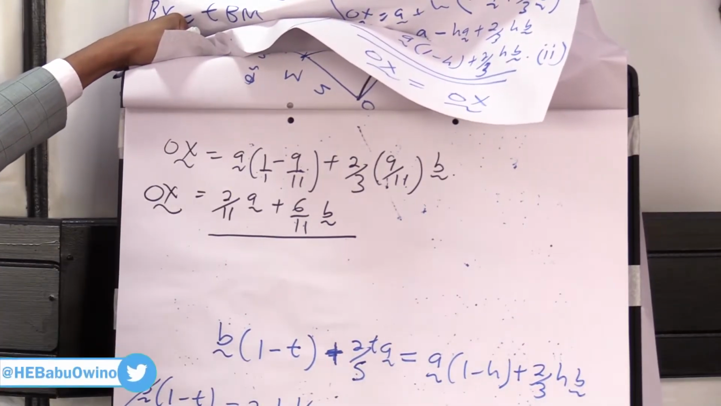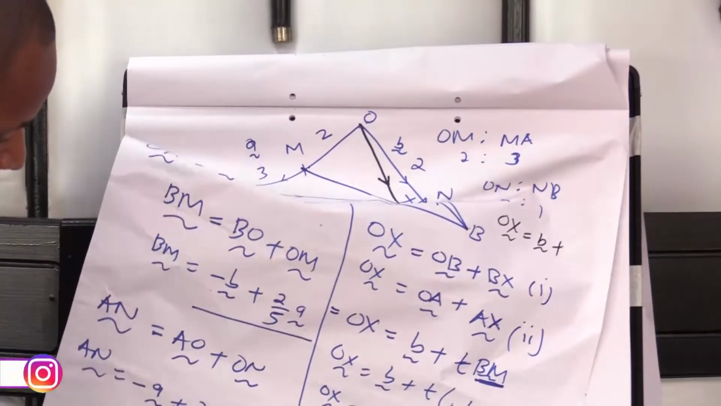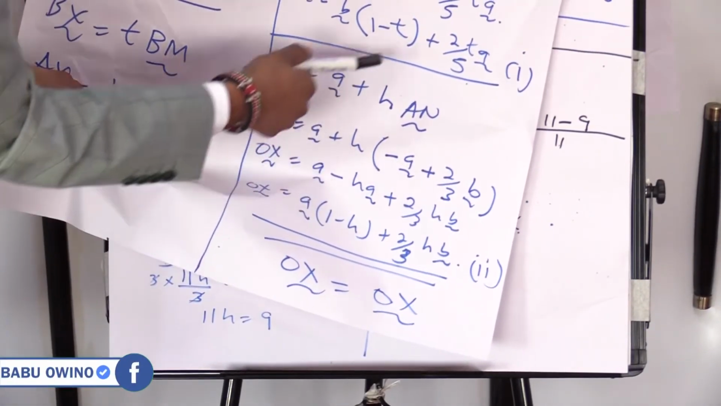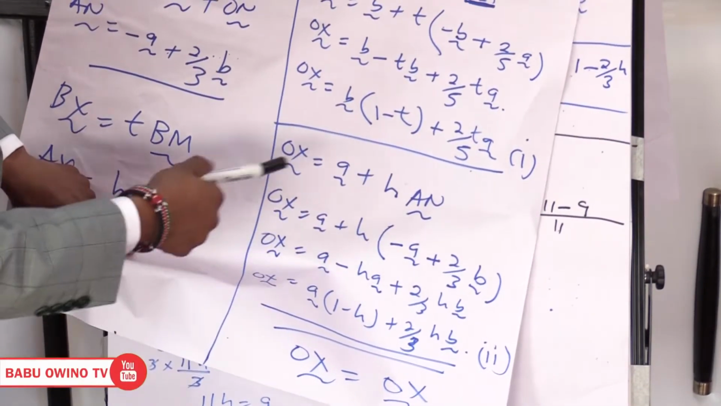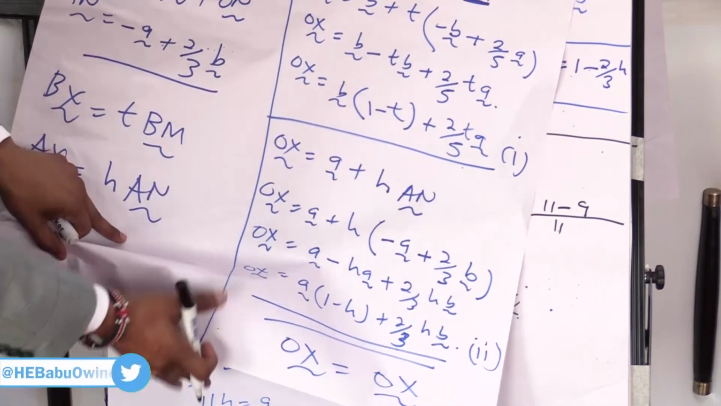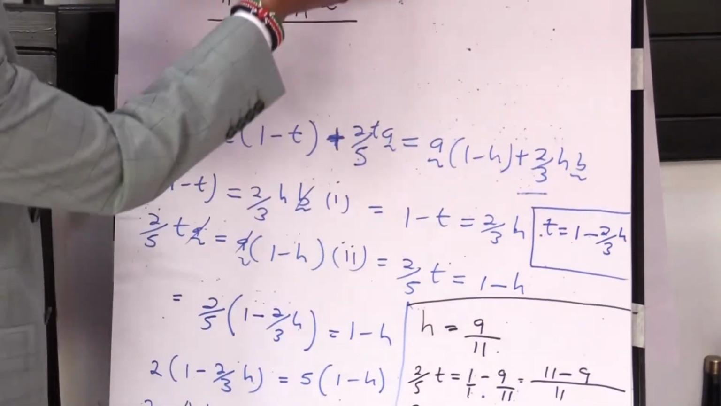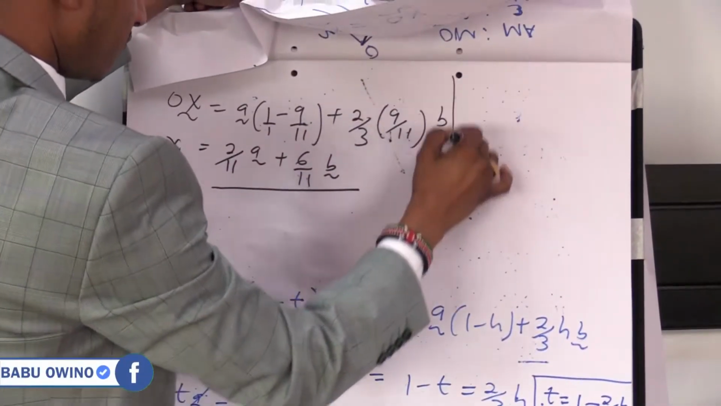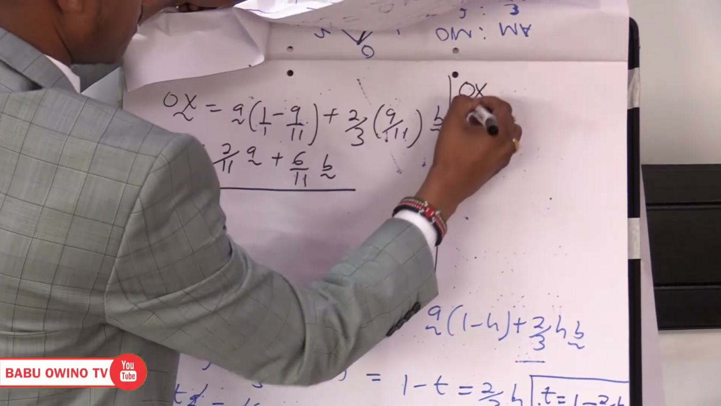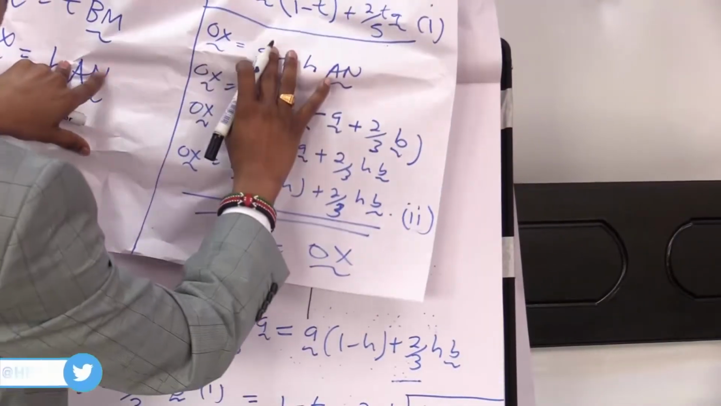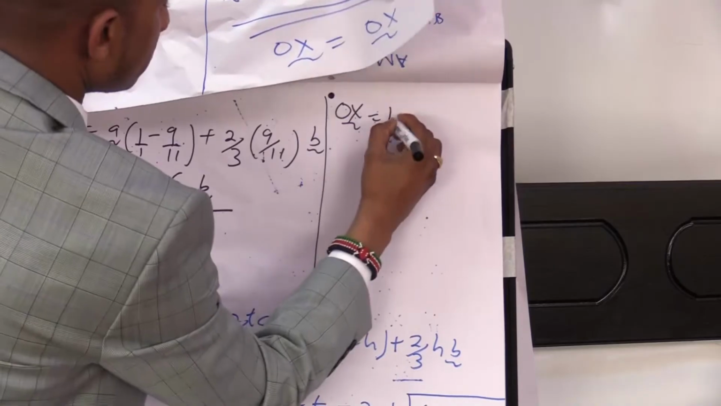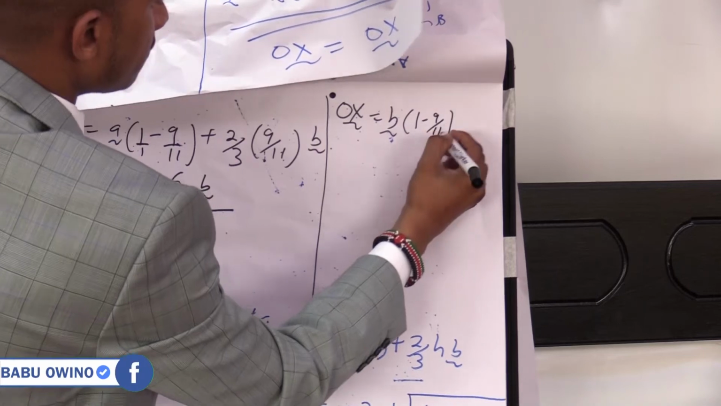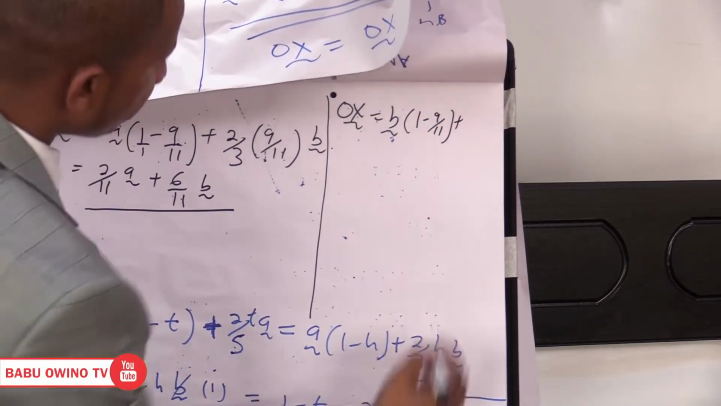You simply replace where there is OX, you equate it to this value, then you replace the value for h and you replace the value for t. So when we replace the value of t, what will we get? In this form, our second value for OX equals to B of 1 minus t. B into 1 minus t, our t is 5 over 11.